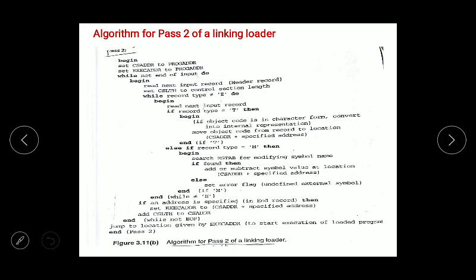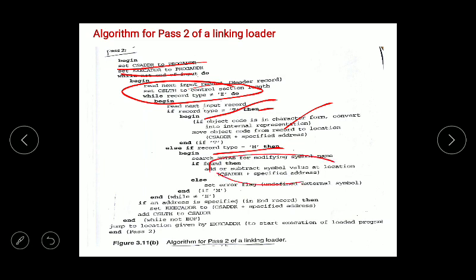Analyze it on your own. Set CSADDR to prog addr, then EXADDR to prog addr, then while record type is not equal to E, repeat the procedure. What to do for a text record? If it is a text record, move the object code. If it is a modification record, then look up the table for the value, finding out the value of each and every instruction. So repeat the procedure till the end record is read.